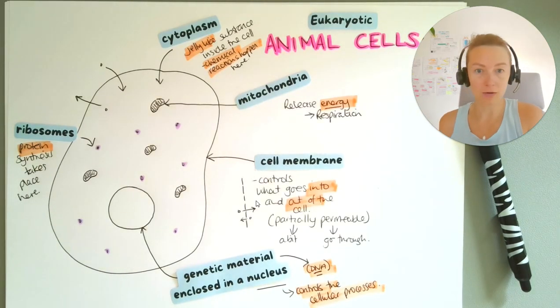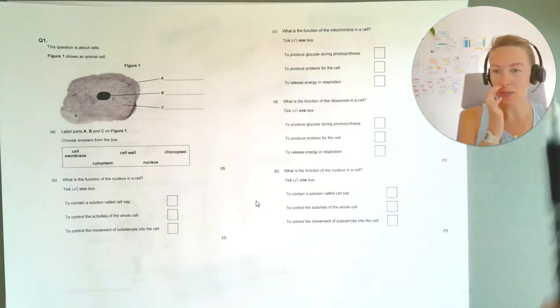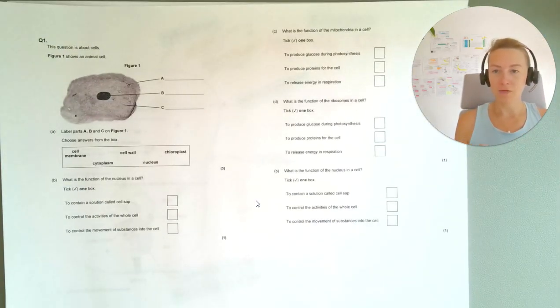Let's have a quick look at an exam question that you might have about something like this. So this question is about cells. Figure 1 shows an animal cell. Label parts A, B and C on figure 1. Choose your answers from the box.